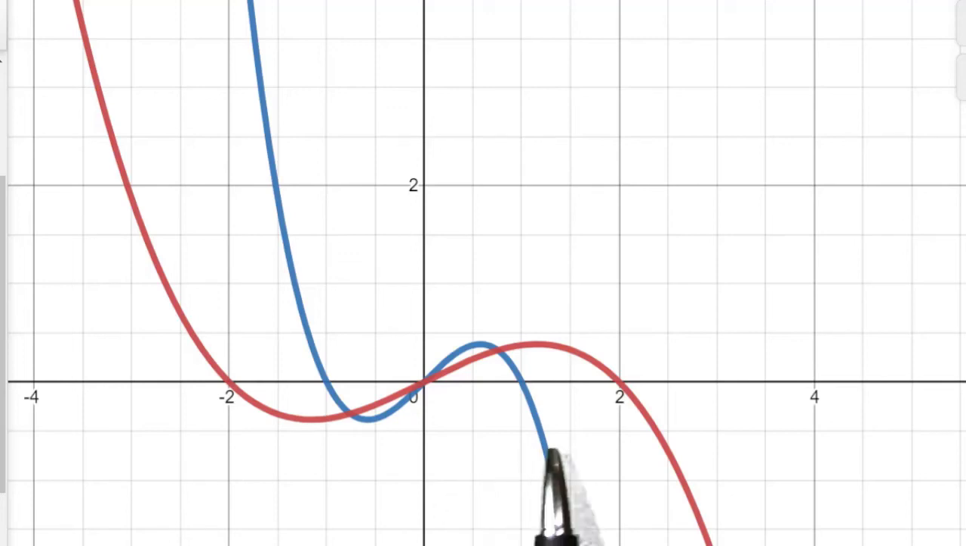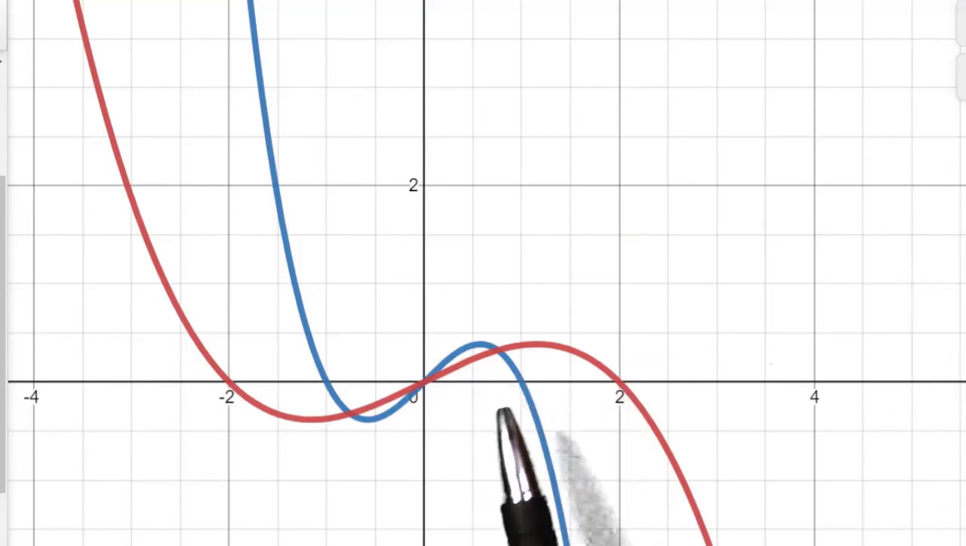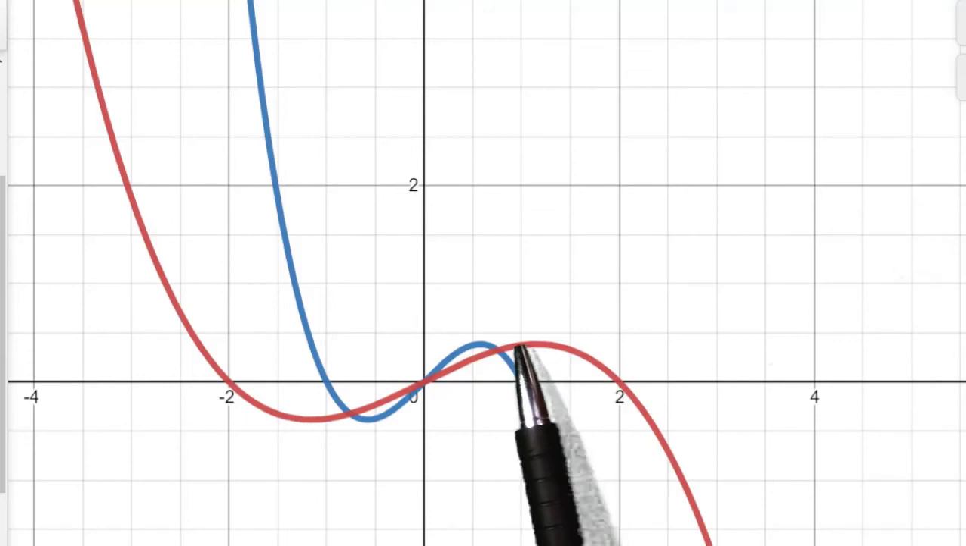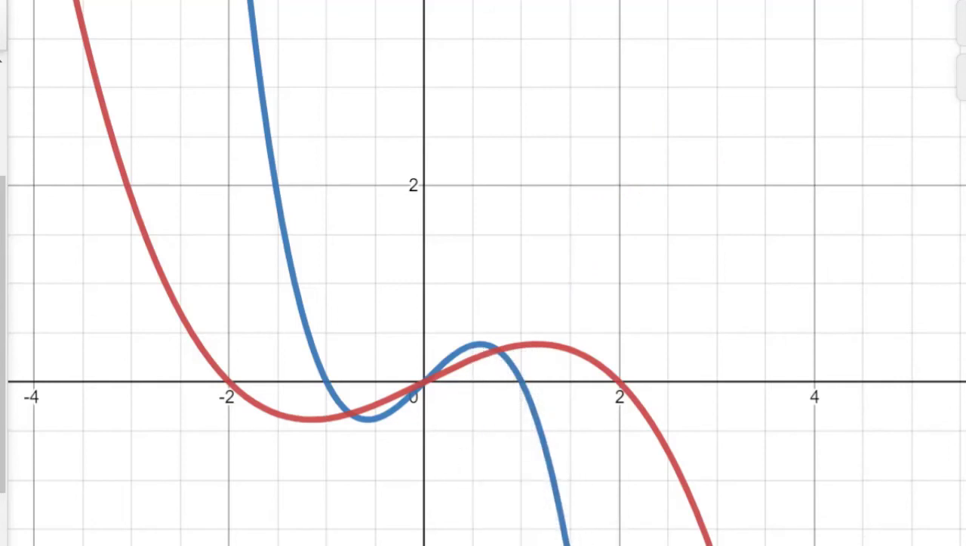So let's look at what happened here. The value of the new function, the red function at 2, is the value of the original function at 1. 1 is 2 times a half. The value of the new function at 1 is the same as the value of the original function at a half. 1/2 is 1 times a half. Here, the factor that we're multiplying by is a half. And look at the effect that it has. By multiplying the x by a half, we actually stretched the function out by a factor of 2.